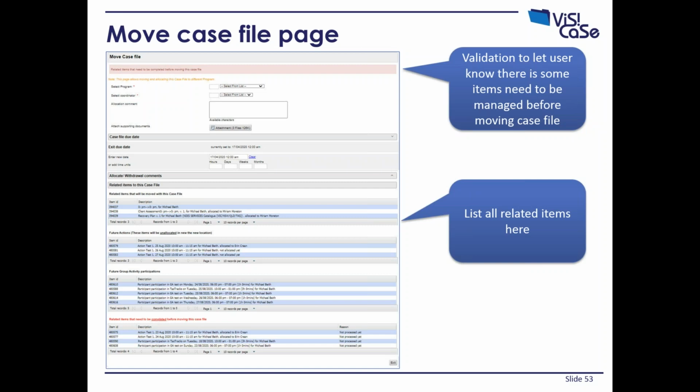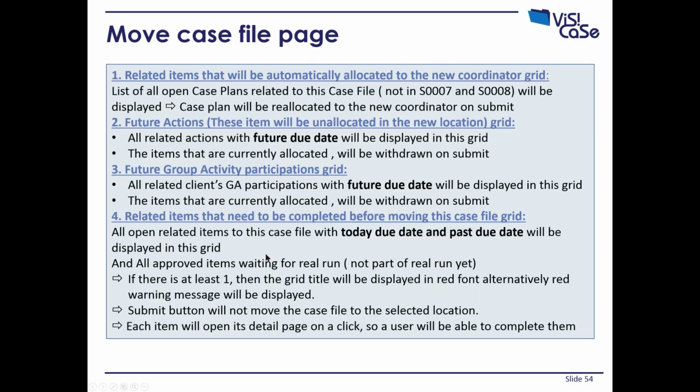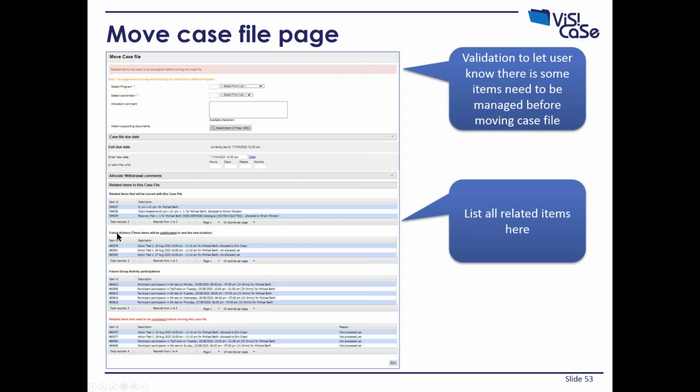For example, when you're moving the case file, you will see all the related items to the case file, all the future actions, all the future group activity participants, and the items that need to be completed before moving this case file. So you have to make sure you check everything on this page before moving the case file to another program and selecting the coordinator. Once you have done this, this is everything which I already explained. The future dates and everything, all the actions will appear and the validations.